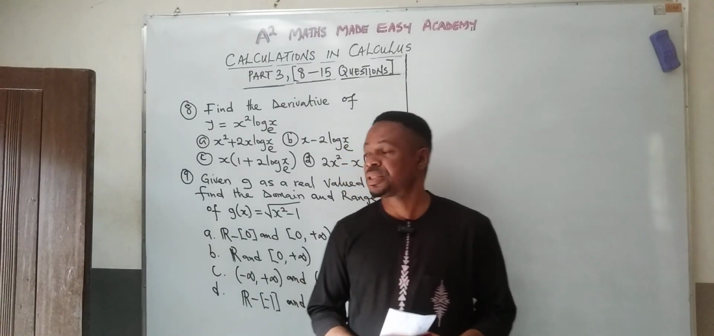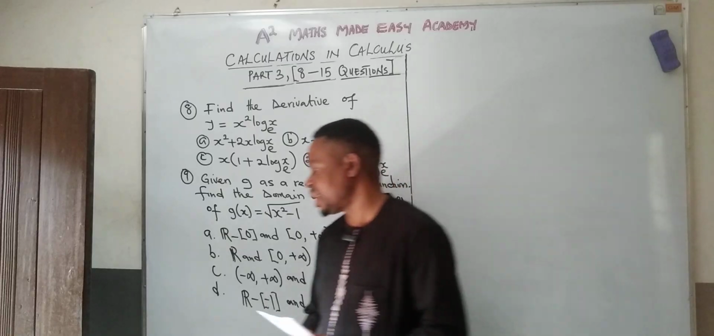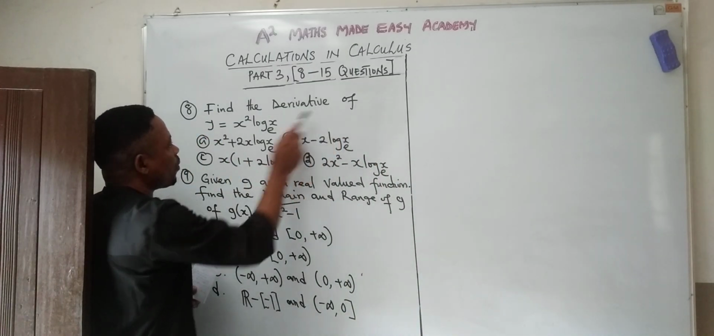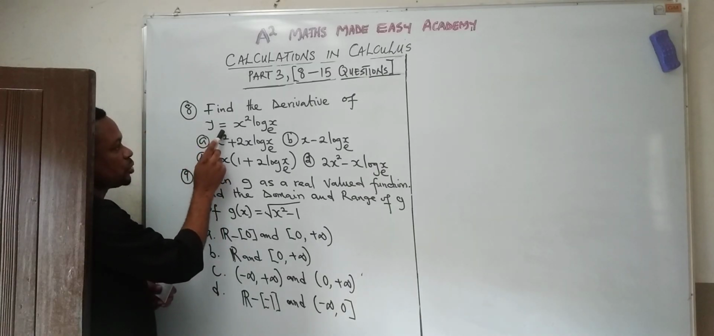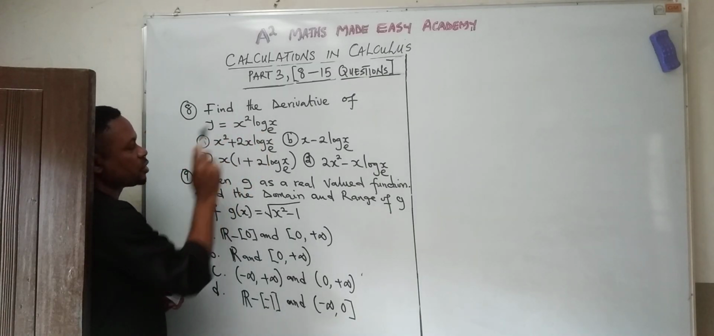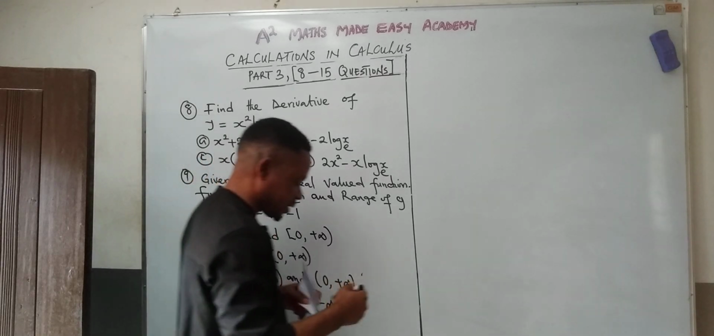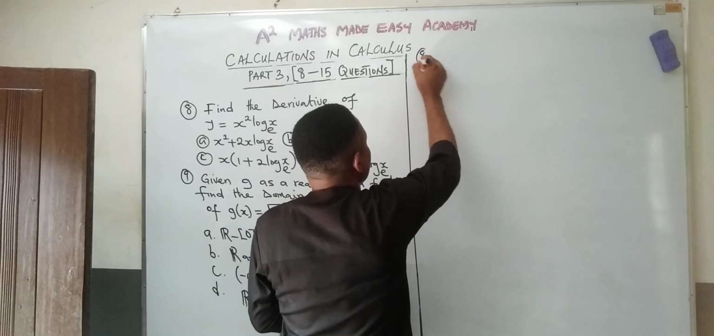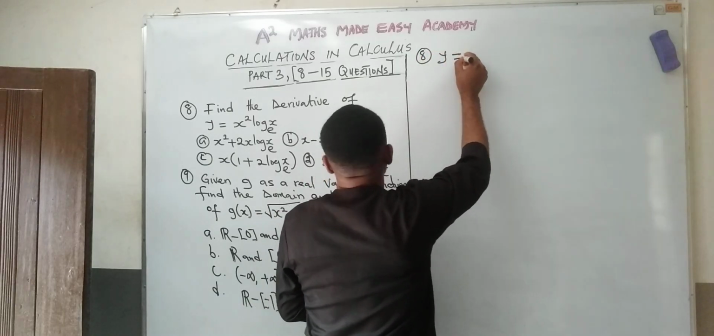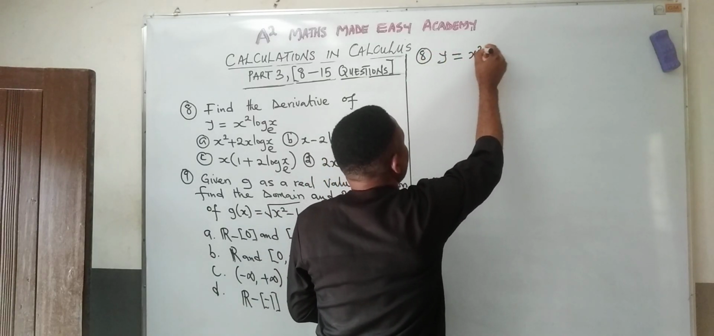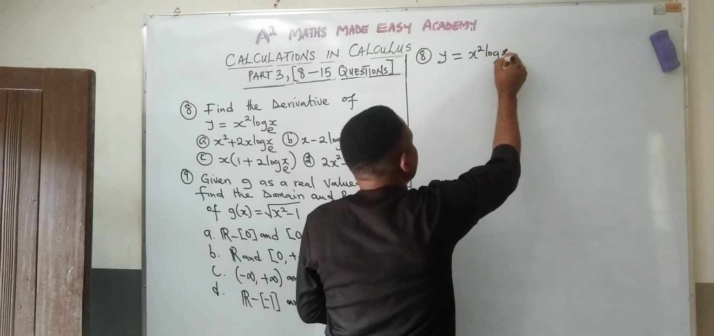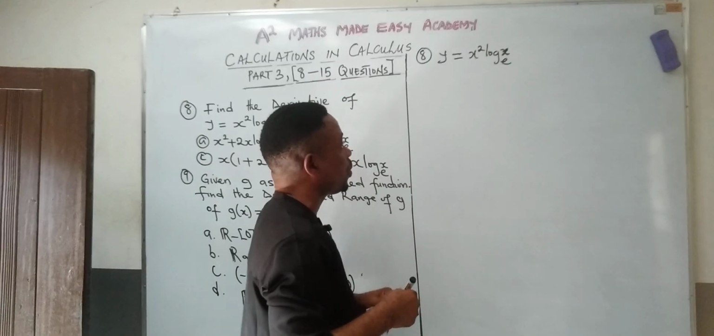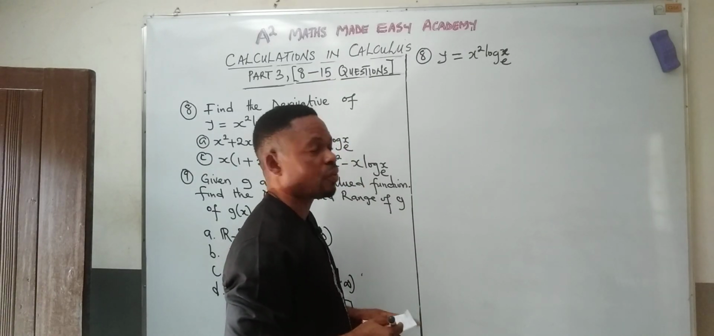Now today's question starts from number 8. Now let's watch. The question says, find the derivative of y equal to x squared log x exponential. Now look at this. Question number 8. The question says we should find the derivative of y equal to x squared then log x exponential. Now this particular problem is what we call differentiation by product rule.